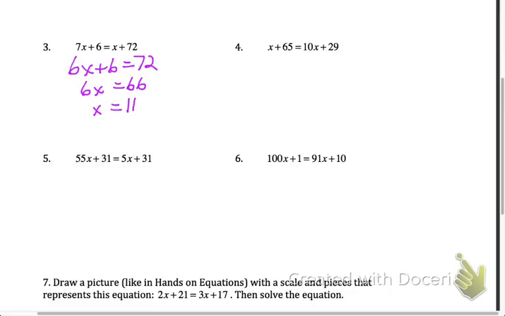Just to check that, I'll plug in x equals 11. So 7 times 11 plus 6. Let's see, does that equal 11 plus 72? Well, I get 83 on this side. And on this side, 77 plus 6 is also 83. So, yep, those are equal.